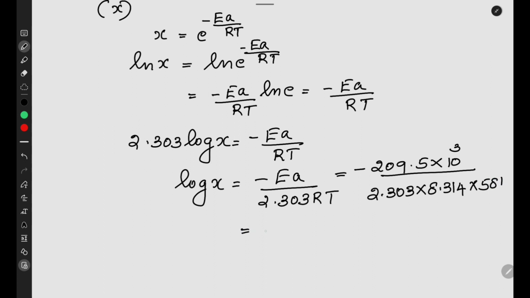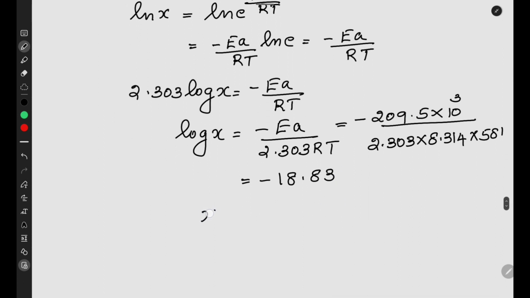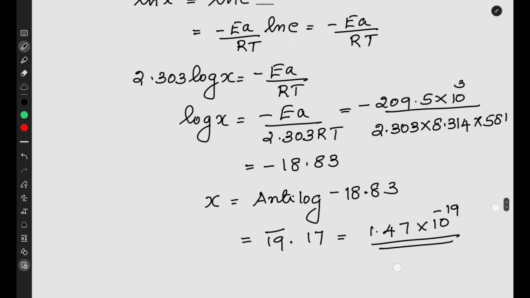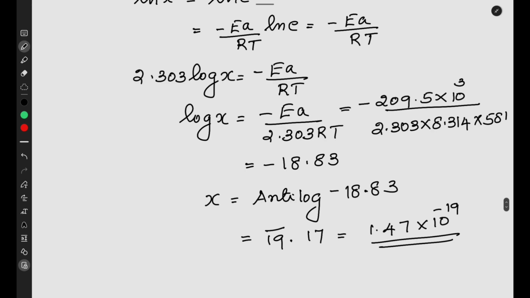So when we simplify, we will get minus 18.83. Then x equal to anti-log of minus 18.83. So when we simplify minus 18.83, when we convert, we will get bar 19.17. So that is equal to 1.47 into 10 raised to minus 19, that is the fraction of molecules is equal to 1.49 into 10 raised to minus 19.